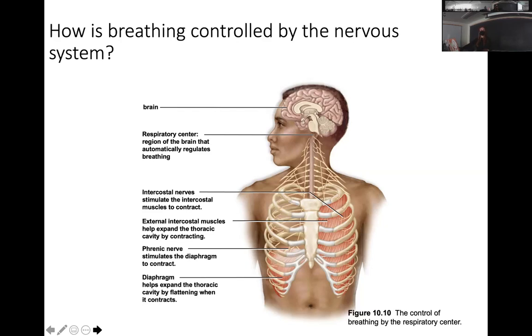Remember, because those are skeletal muscles, they need to have a command. The command is the nerves. The nerves tell them what to do. The external intercostal muscles help expand the thoracic cavity by contracting. You also have a phrenic nerve that stimulates the diaphragm to contract. It's located a little bit further down here. And then the diaphragm helps expand the thoracic cavity by flattening when it contracts, okay?